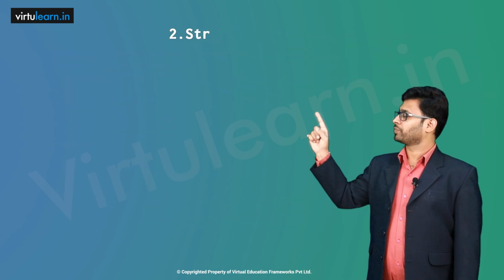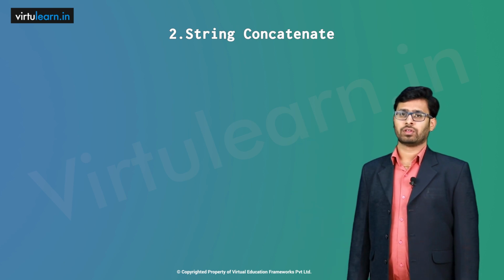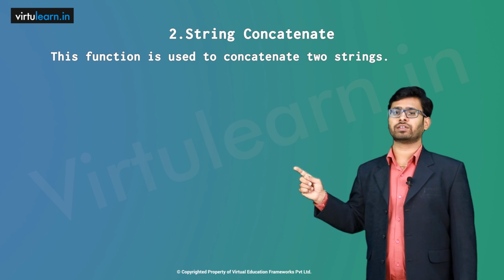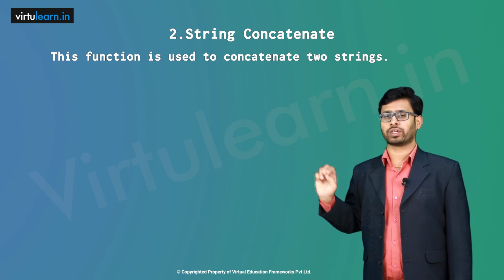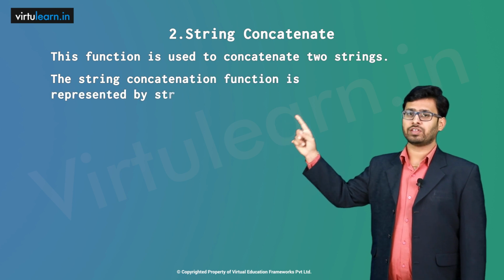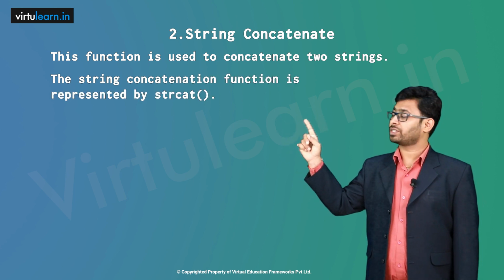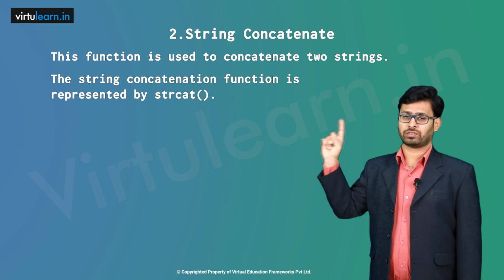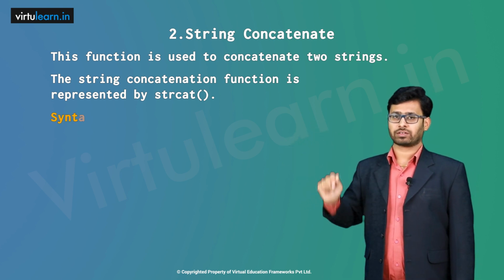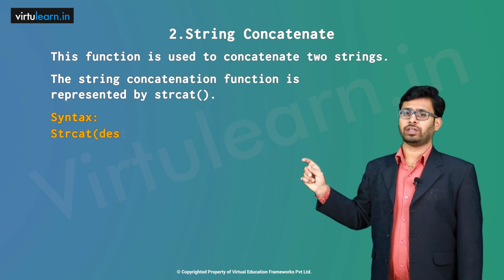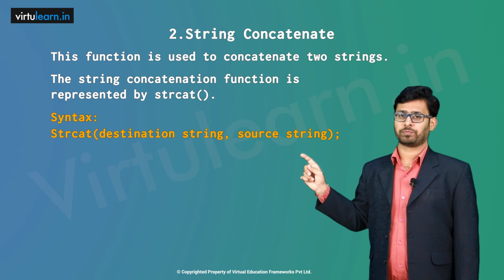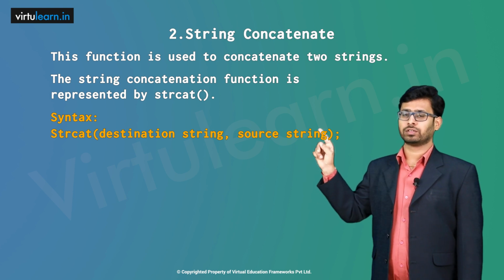Next, the second one, string concatenation. This function is used to concatenate two strings. Concatenate is nothing but adding two strings. The string concatenation function is represented by strcat. This is the function name, strcat. Next, syntax. strcat of destination string comma source string. Then we need to close it with a semicolon.